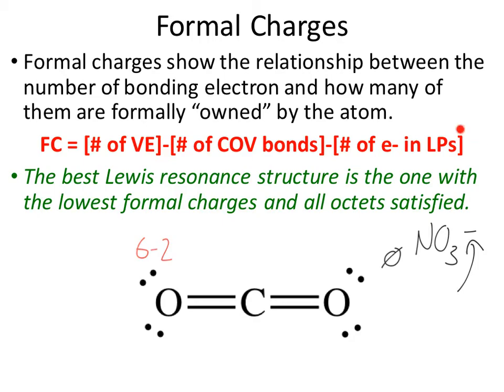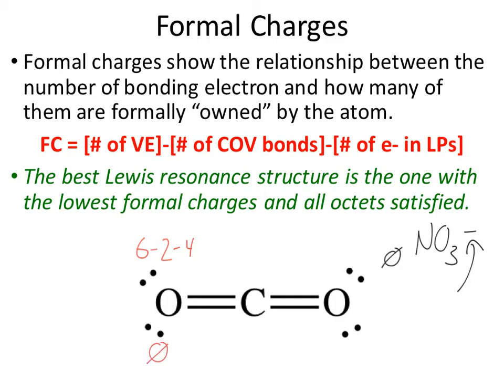And the final part of this is minus the number of electrons in lone pairs. So it's not the lone pairs themselves, it's the number of electrons. So here I have a lone pair, and here I have a lone pair. I have 1, 2, 3, 4 electrons. So it's going to be minus 4. So 6 minus 2 minus 4 is going to give me 0.